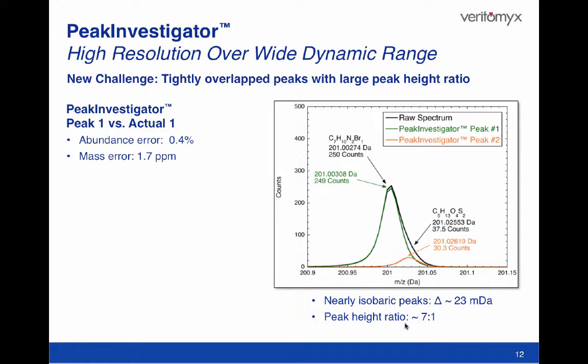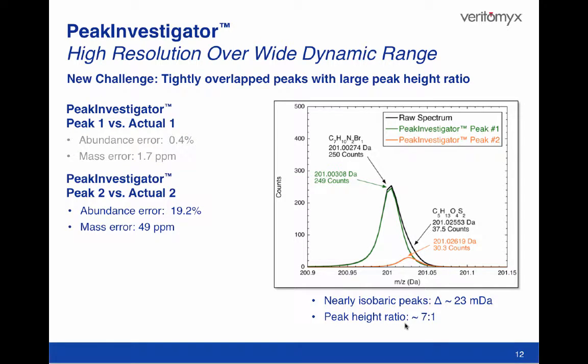PeakInvestigator detects and deconvolves these two hidden peaks, again with remarkable precision. While the smaller peak, which is closer to the threshold of detection, carries more error, it is completely undetected and missed by other centroiding methods.